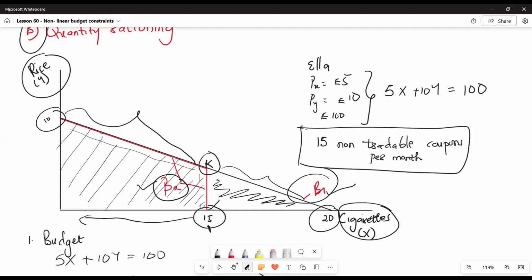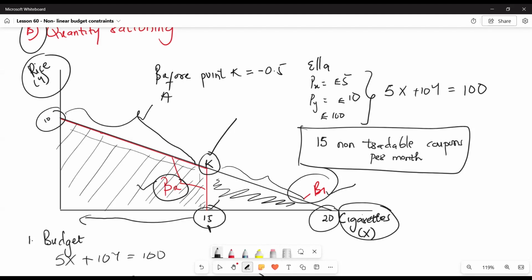So let's first look at the slope before point K. Before point K, the slope of B1 and the slope of B2 coincide, because you can see the two lines are coinciding in this area. So the slope of B2 before point K is minus 0.5.